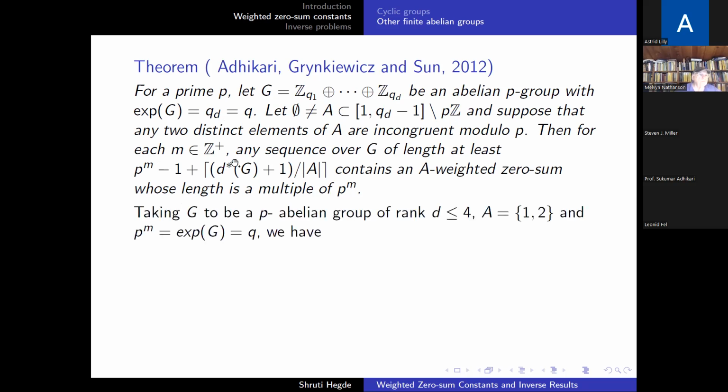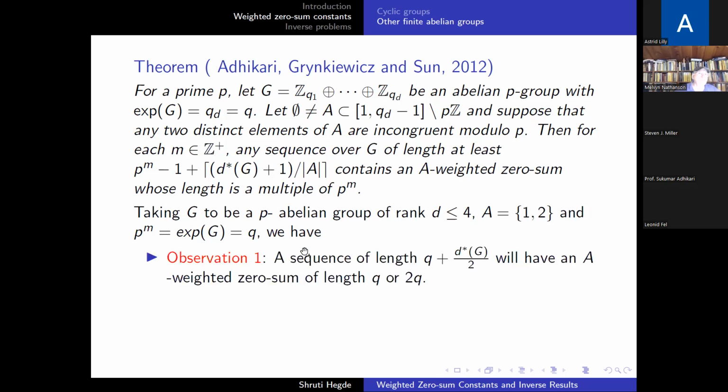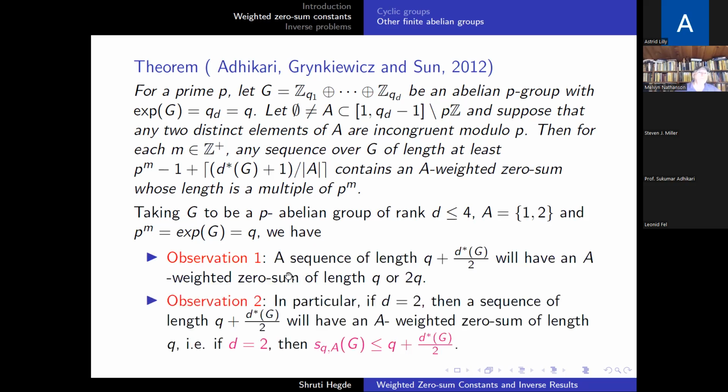So in this theorem, we substitute that the rank of the group is less than or equal to 4, that is d is less than or equal to 4, the weight set A is the set {1, 2}, and p^m is the exponent of the group itself, that is q. With these substitutions, we can make these observations. So we'll see these observations as our next lemma. Here we will only look at this inequality: when the rank of the group is 2, S_qA(G) is less than or equal to q plus D*(G)/2.